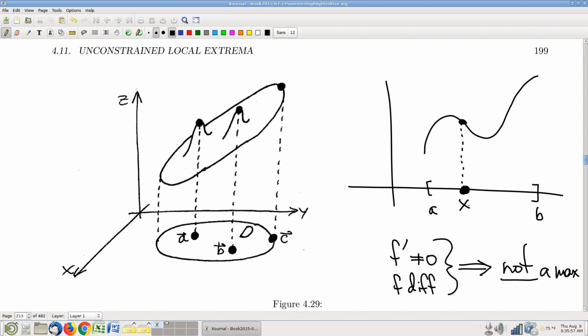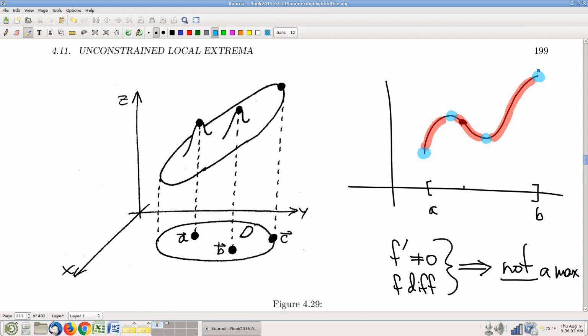This argument rules out the vast majority of the points in our domain. It rules out all of those points. It rules out all of these points. It rules out all of those points. The only points it does not rule out: this point, because it's not in the interior; this point, because the derivative is equal to 0; this point, because the derivative is equal to 0; and this point, because it's not in the interior.